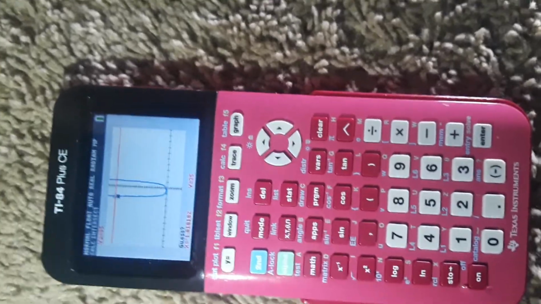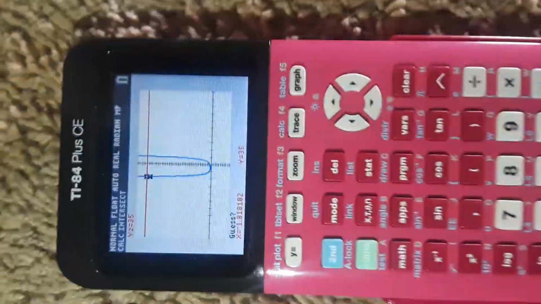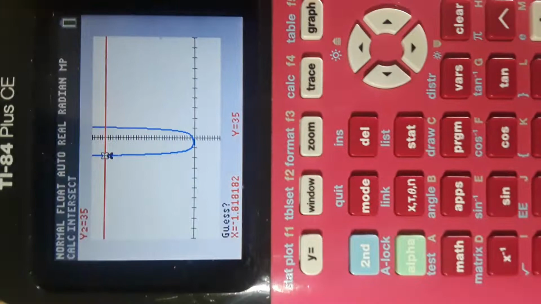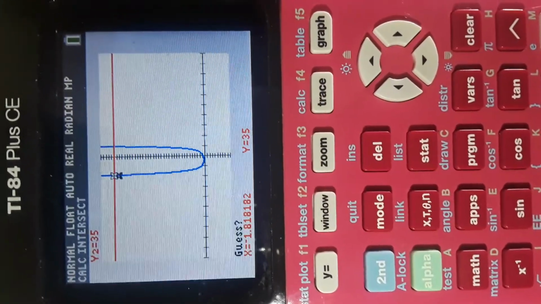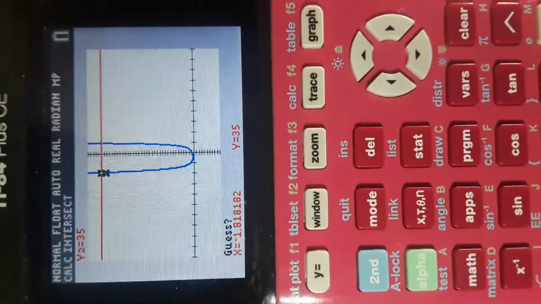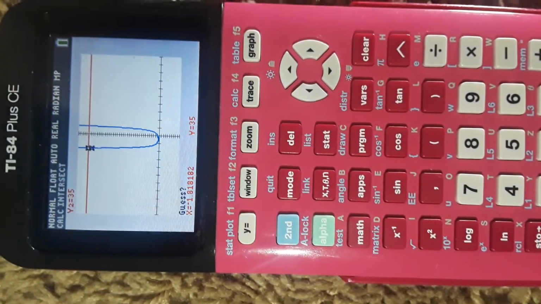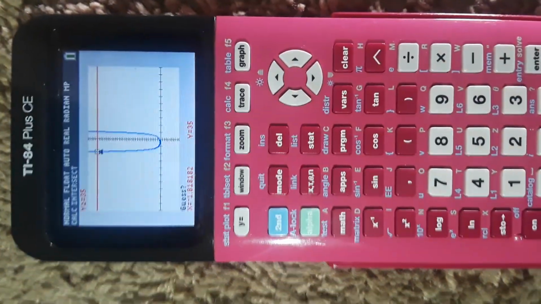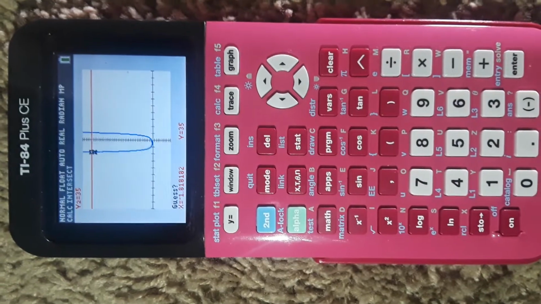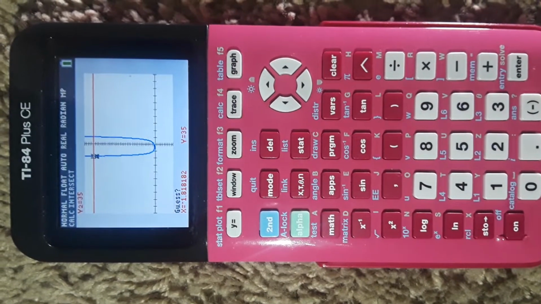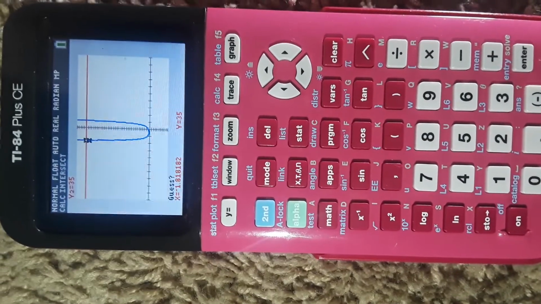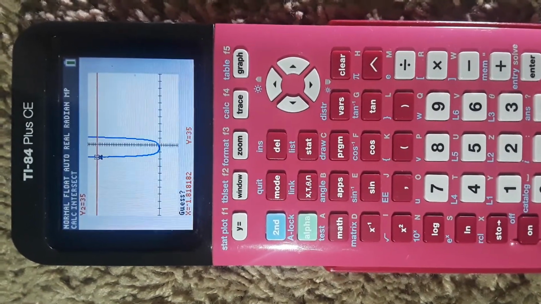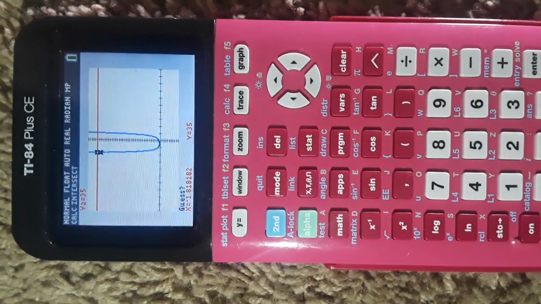And as you see on the left hand side, the intersection point is at negative 1.818182, which is equivalent to the fractional answer in the previous video for one of these solutions. And on the right hand side, we will see there's another intersection point.